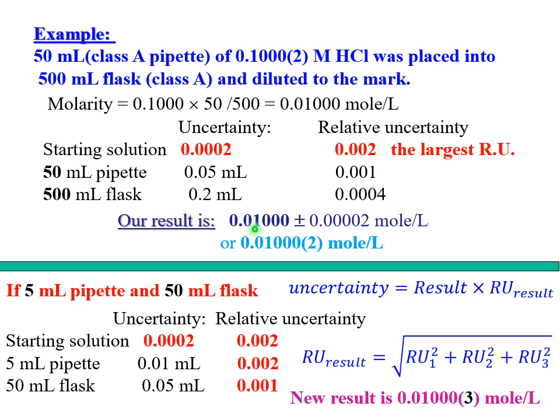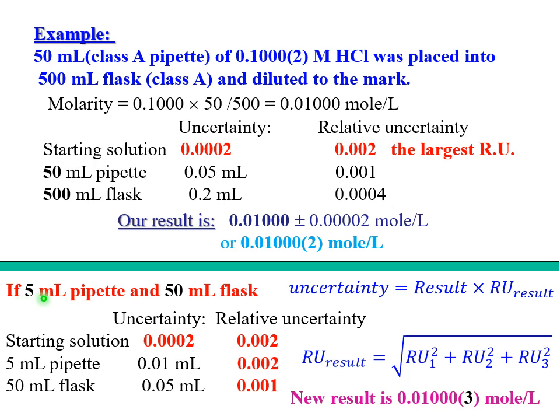My result is 0.01, 3 zeros, and 2 shifted by one position, or 0.010002. It looks very similar to this. That's a proper choice of pipette and proper choice of flask. We retain the starting uncertainty, and our procedure does not affect our precision.